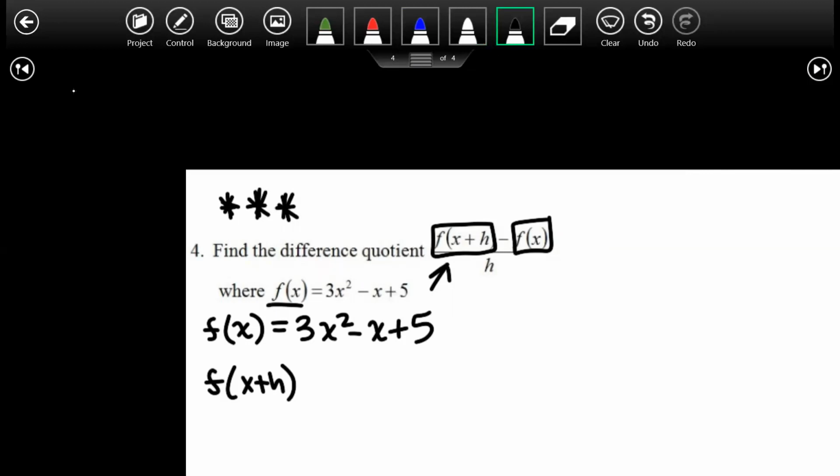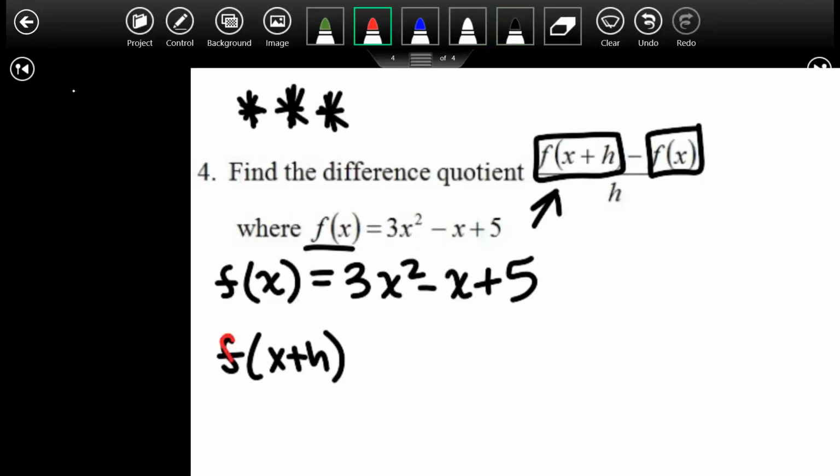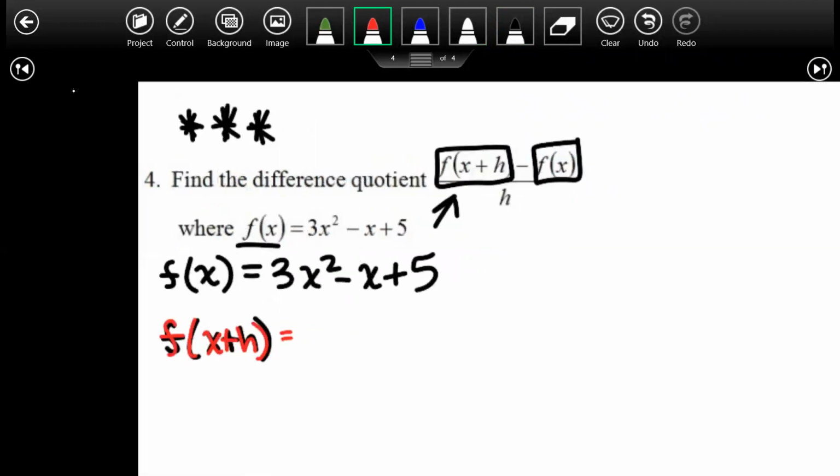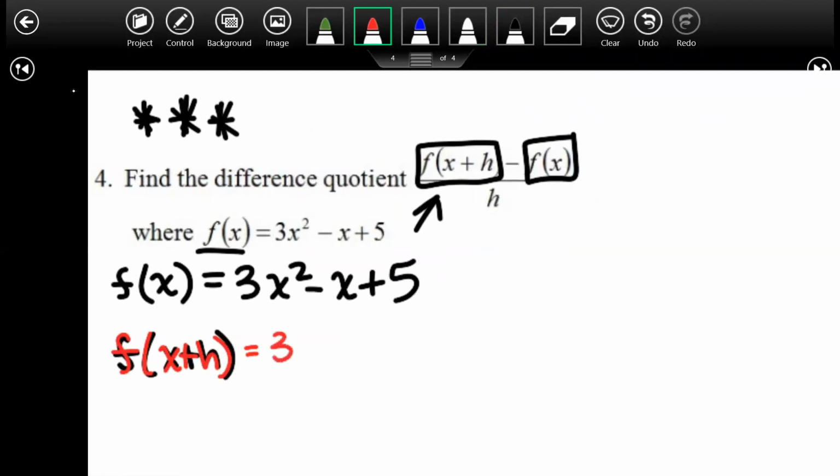The other one might be quite different. And I'm going to use a red pen for this. It does get long and convoluted, but it's not hard to do if you understand exactly what's happening. What am I plugging into my function? The x plus h, right? It's going to be 3 times x plus h squared minus x plus h plus 5. Now, just by looking at this, we have to be able to simplify this down. It's not as good just giving it to us like that. We got to be able to expand it.